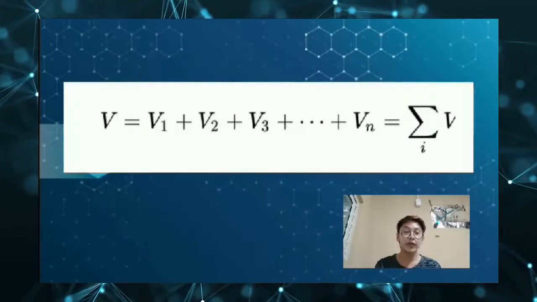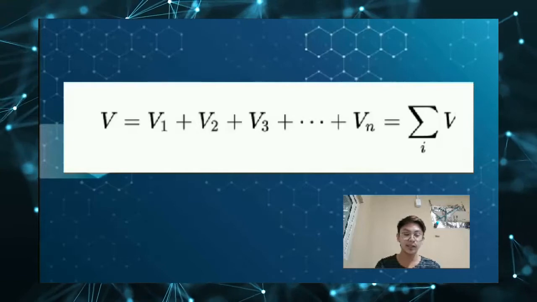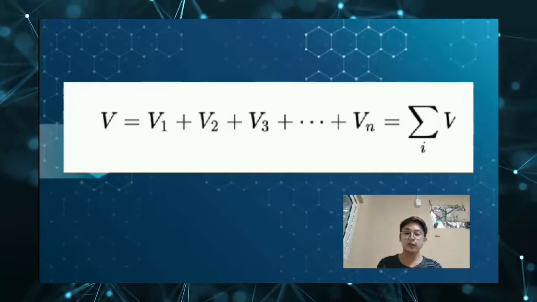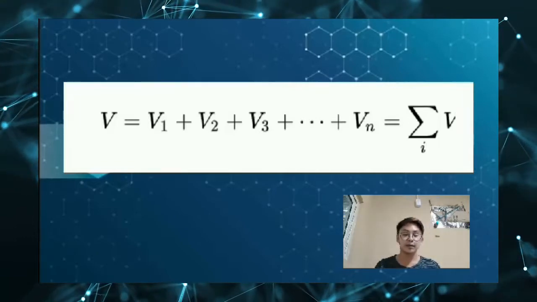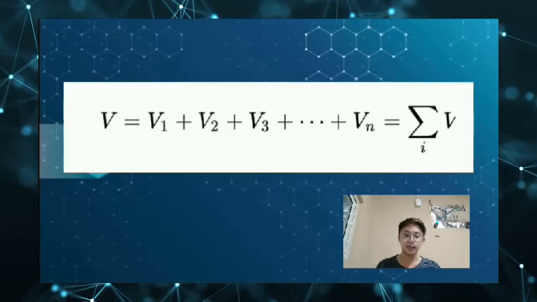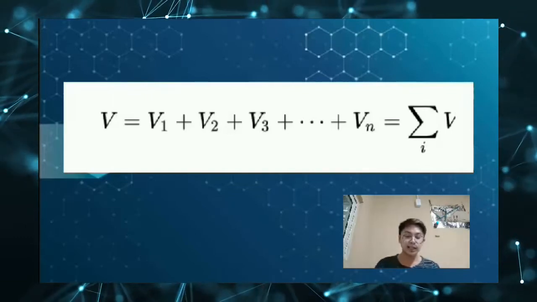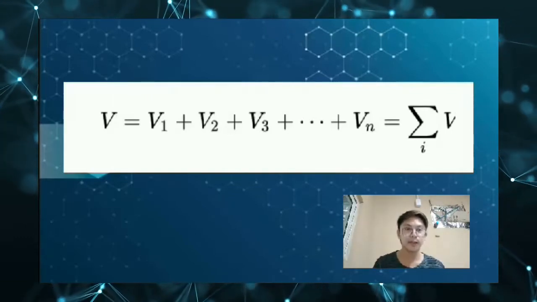According to Amagat's law of partial volume, the total volume of a non-reacting mixture of gases at constant temperature and pressure should be equal to the sum of the individual partial volumes of the constituent gases. So if V1, V2, V3, and Vn are considered to be the partial volumes of the components in the gaseous mixture, then the total volume V is represented as V equals V1 plus V2 plus V3 plus Vn, which is equal to the summation of Vi.